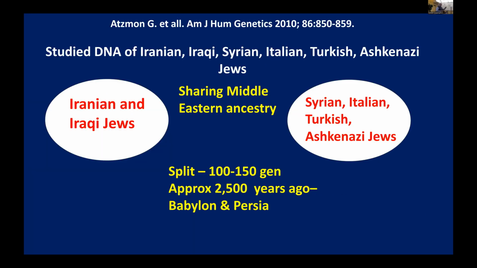Going farther back for one final slide, studies of DNA of Iranian, Iraqi, Syrian, Italian, Turkish, Ashkenazi Jews showed that you can roughly separate all those Jews into two categories. One is Iranian and Iraqi Jews, those Jews who stayed behind in Babylon and never actually moved anywhere, and the Jews who moved through Syria, Turkey, Italy, towards Europe and north into Europe. And that split occurred probably 100 to 150 generations back. Not years, but generations back, when there were two waves that went aside. And that approximately historically corresponds to the years of the Babylonian Empire, Persian Empire. That's when we separated from these guys.